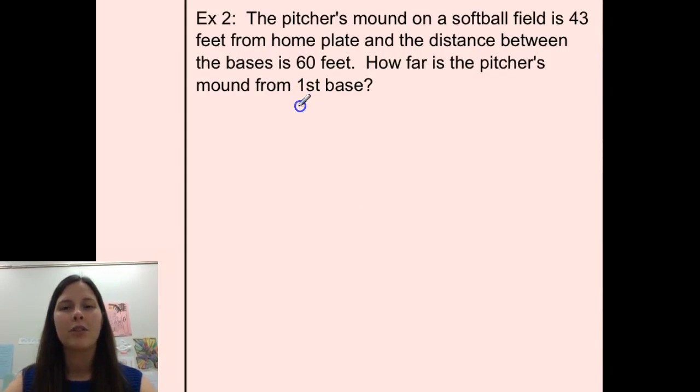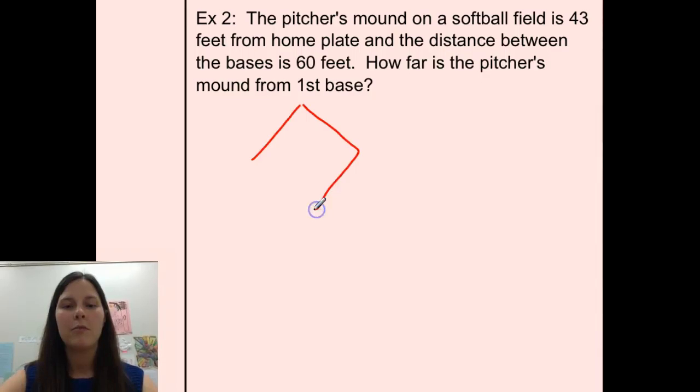Our next example, we're looking for the distance from the pitcher's mound to first base on a softball field. So one thing to remember is that a softball field as well as a baseball field is a diamond shape, and the pitcher's mound is not directly on the line from first to third base. It's back a little bit. So we can't use a right triangle to solve for that distance. We'll have to use law of sines or cosines.